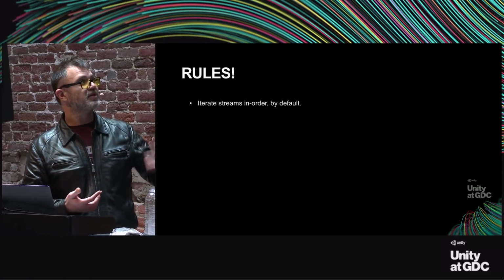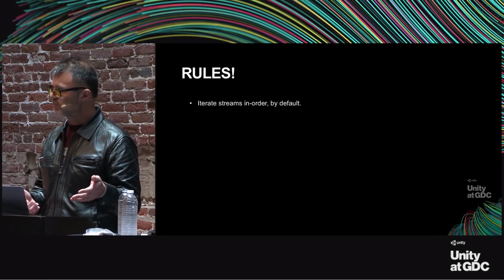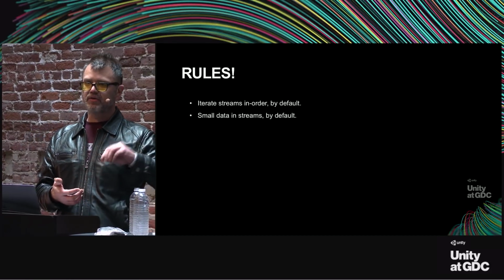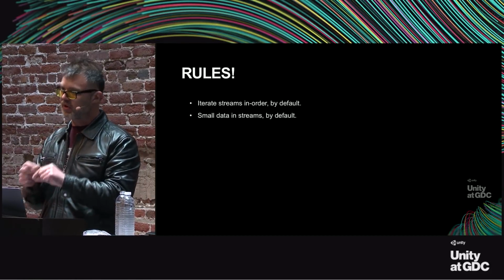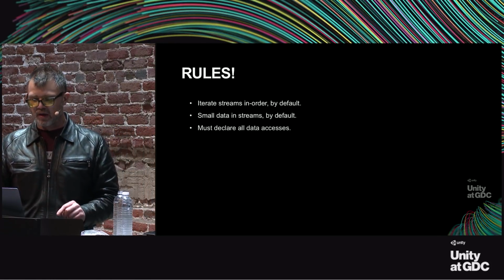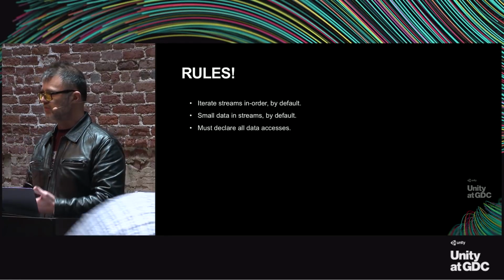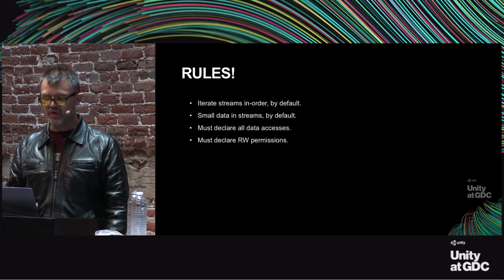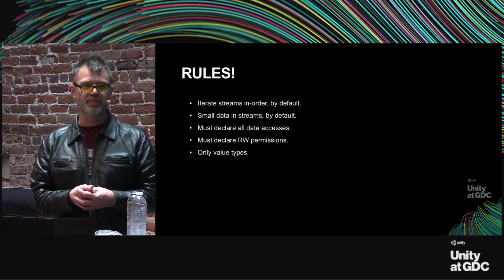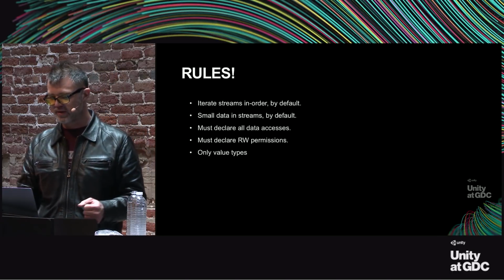So one rule is, by default, we're iterating streams of data in order. That's the default. That's how things work. By default, we're focusing on small data in those streams. So streams of small pieces of data, whether it's a single float or a float3 or 4 or whatever. You must declare, as I said, all your data accesses. This is what I'm reading. This is what I'm writing in this context. You must declare those permissions. And as a part of that high-performance C# subset, we're only working with value types. There's no ref types. There's no garbage collection, the whole thing.